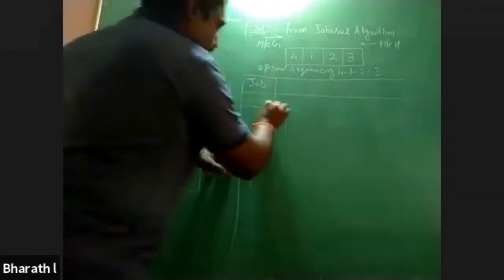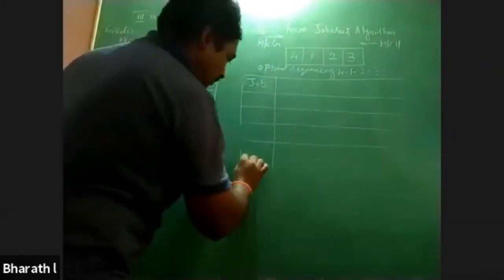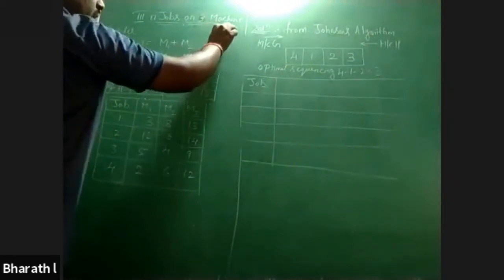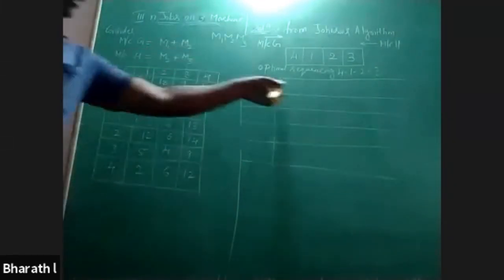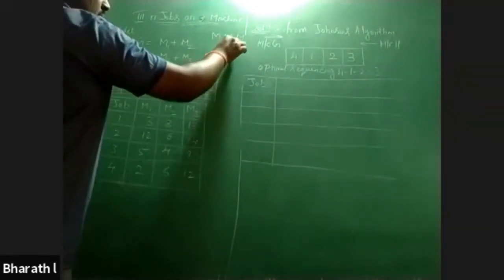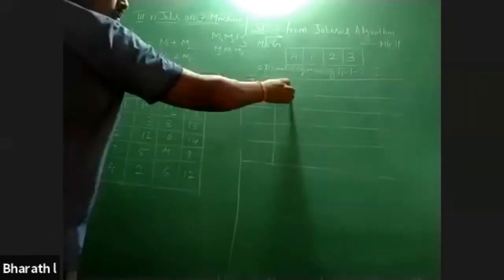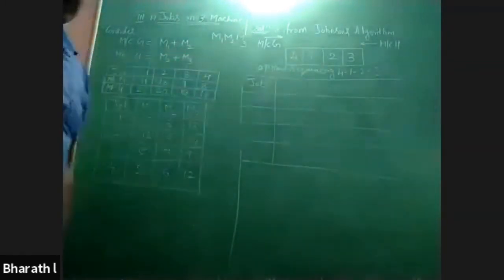Since they have 4 jobs, we'll consider 4 horizontal lines: 1, 2, 3, and 4. And the order of the machines, since they're given M1, M2, and M3, we need to write in the same order. Suppose if they're given M2, M3, M1, then you have to write M2, M3, M1. Since in the question paper they're given the order of the machines as M1, M2, M3, you have to write in the same order.